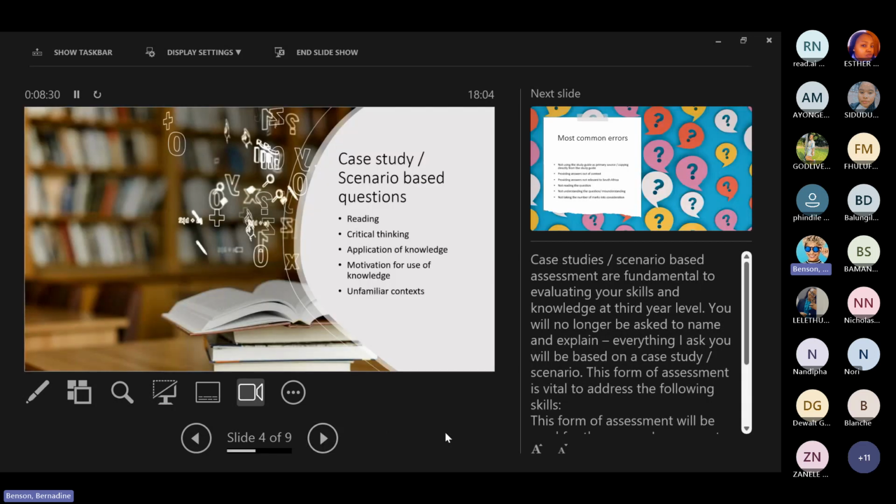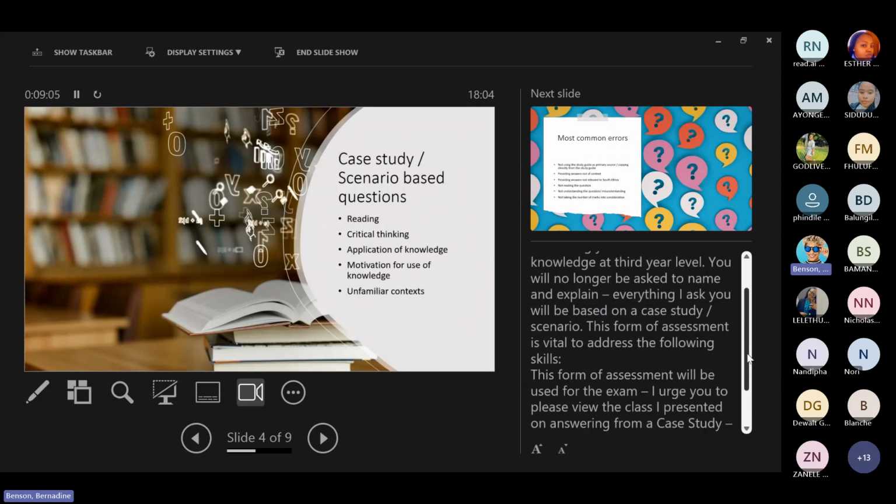Okay, so the case study. Assignment 1 had a short case study, and I advised in my feedback that you were to go and look at the class in which I talked about answering questions based on a case study. Case studies or scenarios are fundamental to evaluate your skills and knowledge at the 3rd year level. I cannot at this stage ask you to name and explain something, for example. Everything I ask you has to be application, because you are 3rd year.